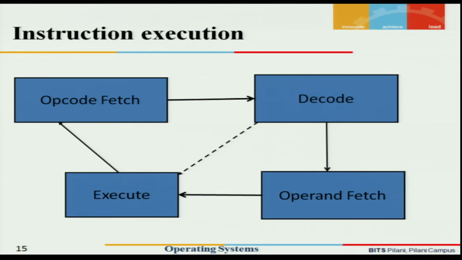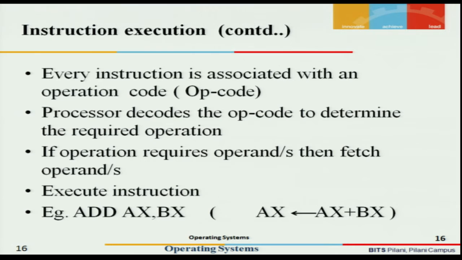So if we list down the steps involved in instruction execution, as I had already mentioned, every instruction is associated with an operation code, and the processor decodes the opcode to determine the required operation. If the operation requires an operand, then it fetches the operand, and after fetching the operand it executes the instruction. I have just listed an assembly instruction supported by Intel processors: ADD AX, BX.